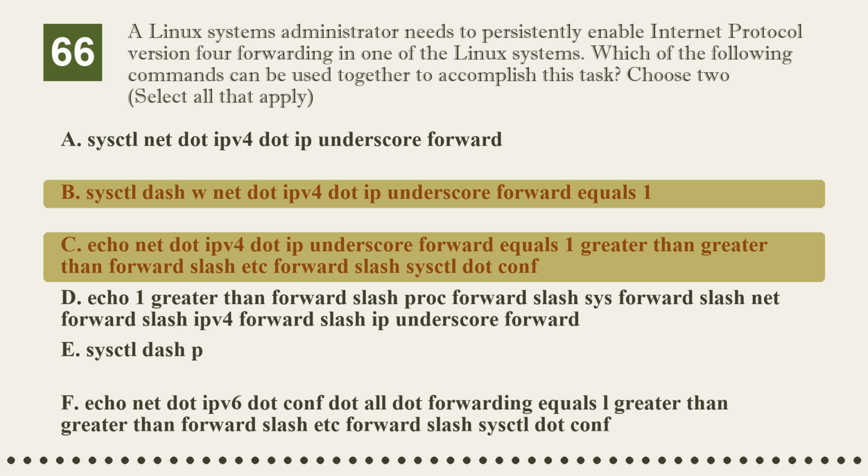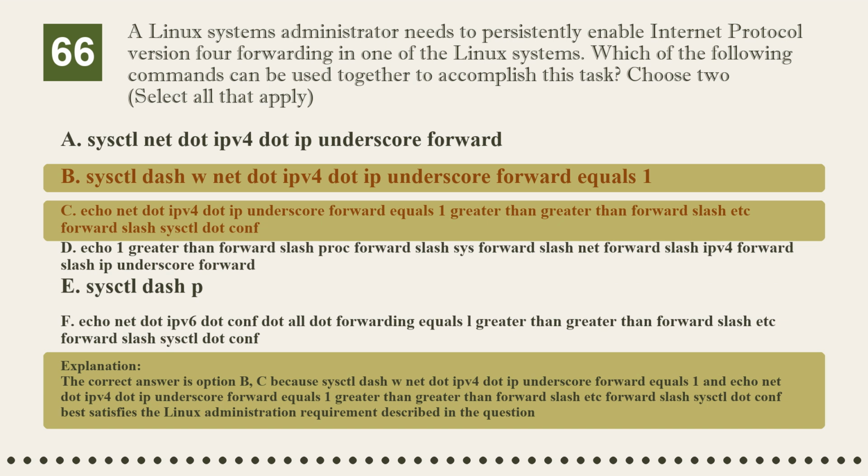sysctl -w net.ipv4.ip_forward=1 and echo net.ipv4.ip_forward=1 >> /etc/sysctl.conf. The correct answer is option B, because sysctl -w net.ipv4.ip_forward=1 and echo net.ipv4.ip_forward=1 >> /etc/sysctl.conf best satisfies the Linux administration requirement described in the question.